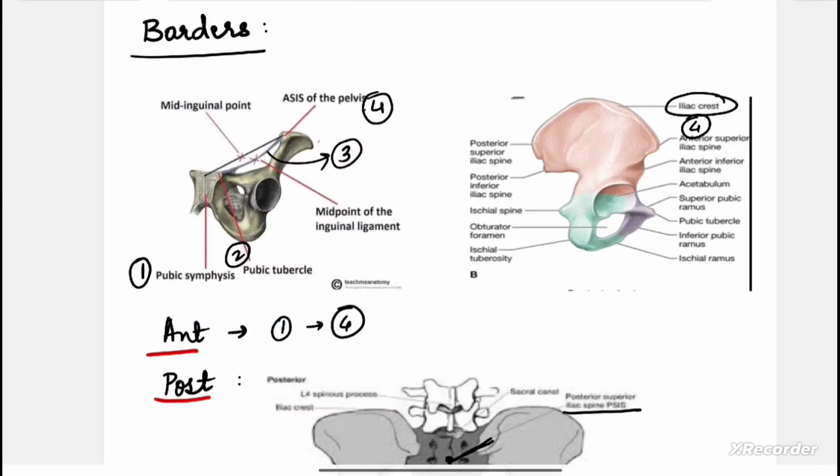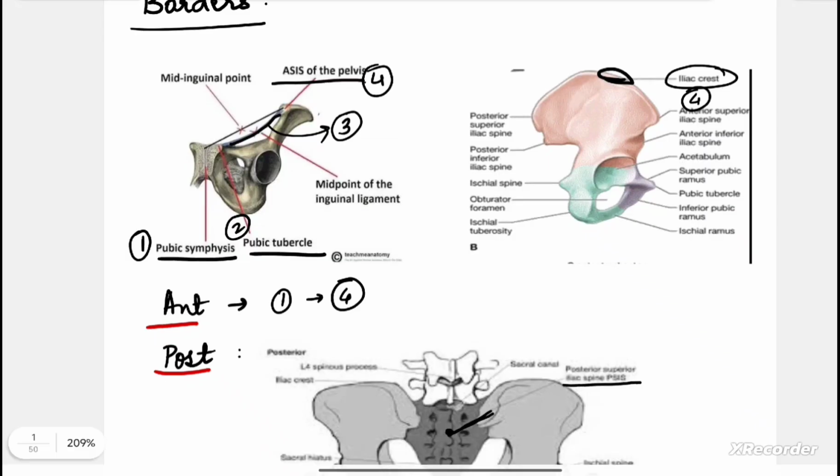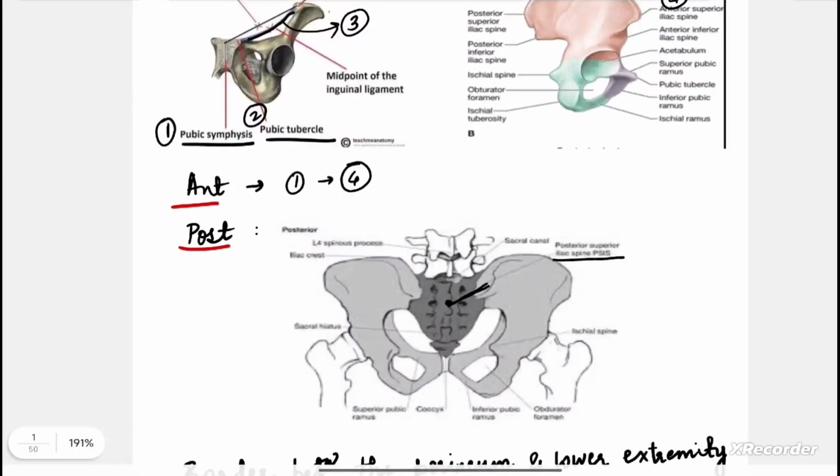In the anterior border, there is the pubic symphysis, pubic tubercle, then the inguinal ligament here, the anterior superior iliac spine of the pelvis, and the iliac crest. This is the iliac crest. Now, what is the posterior border?